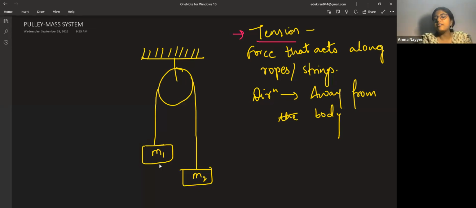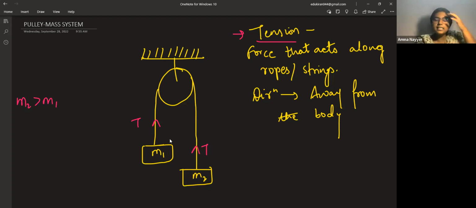So the direction is away from the body. Suppose this is a string. This is the same rope, which is slid over this pulley, and this is the mass M1, a block. Let's say M2 is greater than M1. So tension will be acting away from the body. This is the direction of tension. Here also away from the body. So this is the direction of tension.